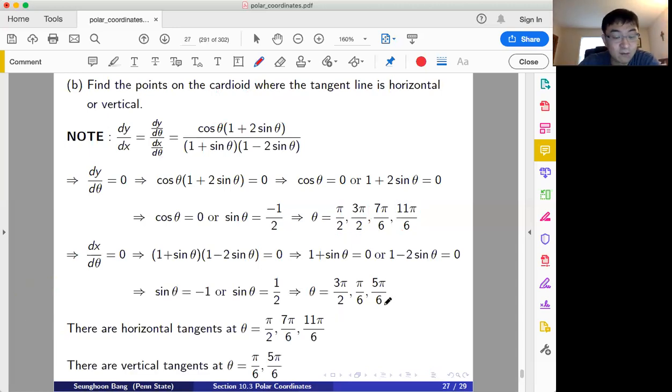So one more: vertical tangent line. What's case 1? Case 1 is dx over d theta, the bottom one equals 0, but the top one is non-zero. It's case 1.